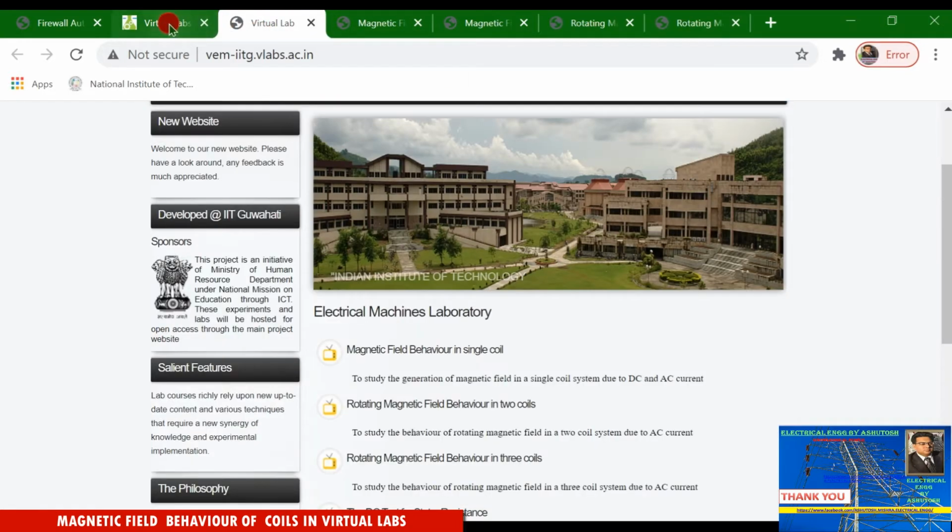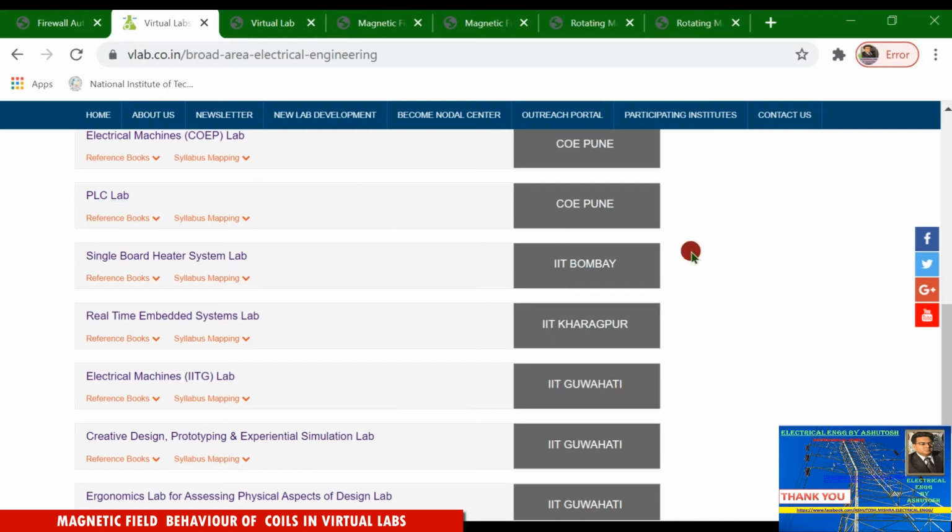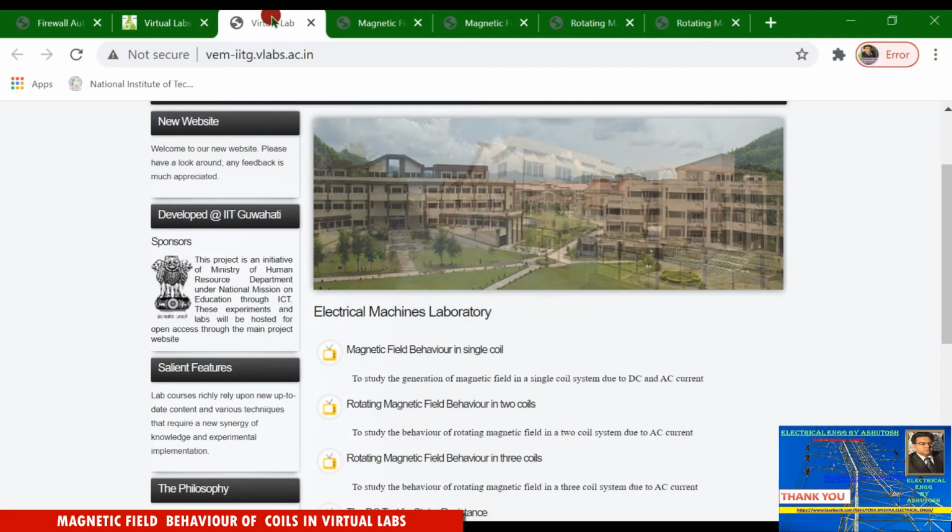So what you can do, just simply type virtual lab, then this window will open up. Then you have to select electrical machines IITG lab developed by IIT Guwahati, and click on this. So this will open up.